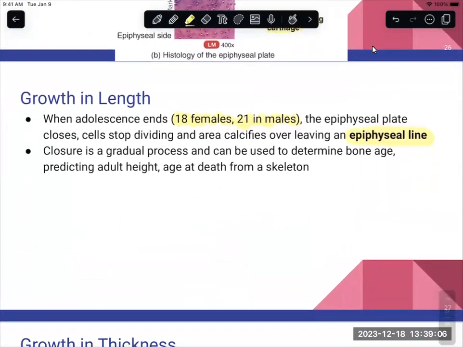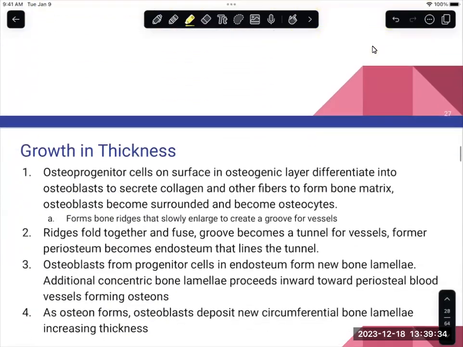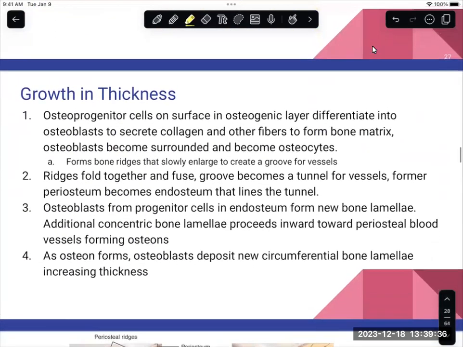We use epiphyseal plates to determine bone age. This is how we can determine on skeletons that have been found the approximate age of that person. We can predict the height of adults using these epiphyseal plates. As I just mentioned, the age of death of any skeleton that may have been found. It's some cool science that can be done with this stuff. So not only do our bones grow longer, they grow thicker.